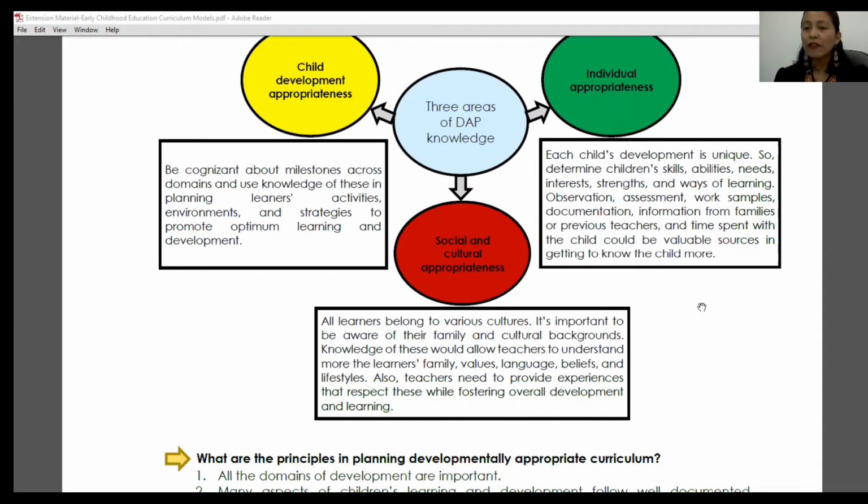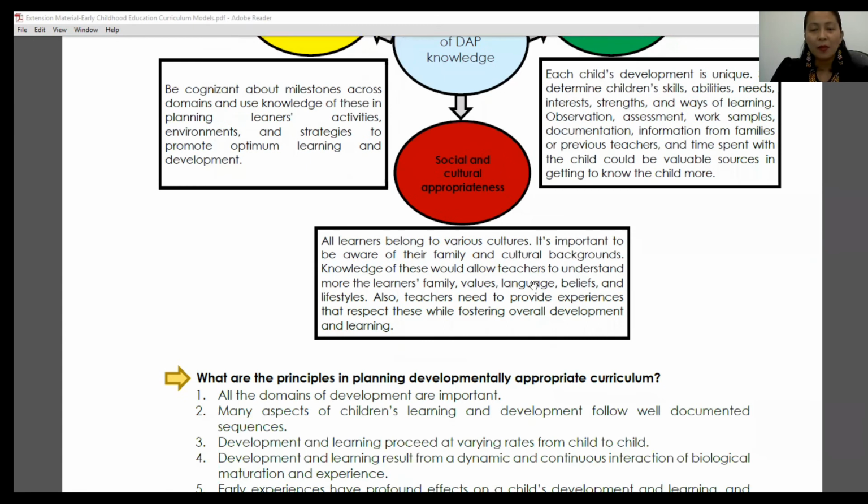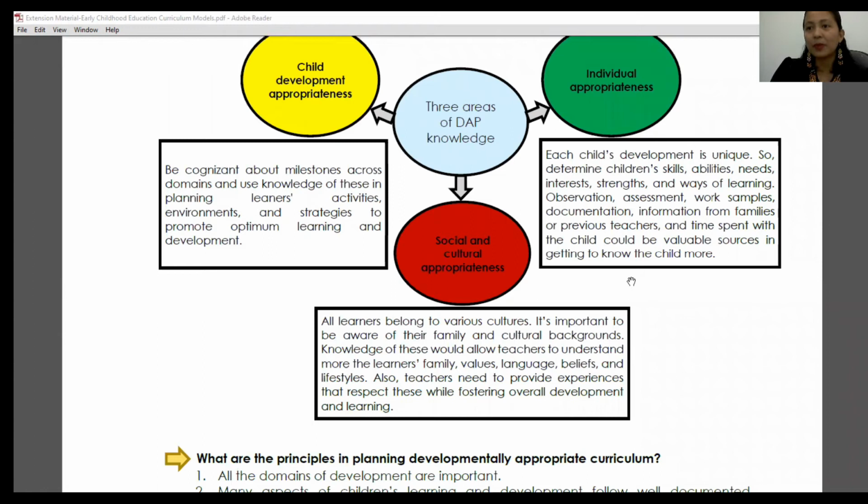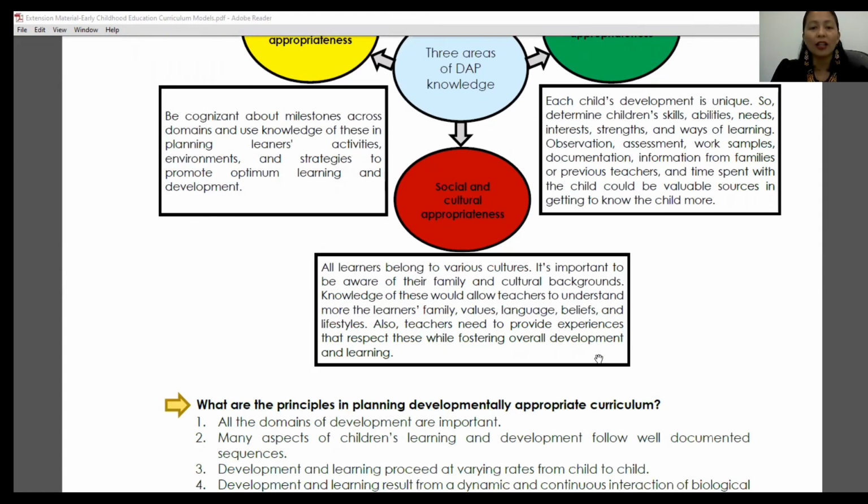You also need to ask for information from families or the previous teachers of the child. And time spent with the child could be valuable sources in getting to know the child more. So going back to the concept that helping the child succeed is not a single effort. It's a collaborative effort. So you really need to ask the significant people in the child's life, like the parents, the family members, the previous teachers, and all others.